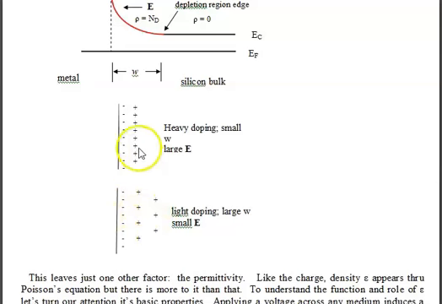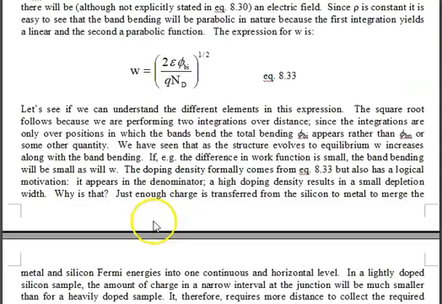And that's why here the depletion region width is small. I don't have to go very far to transfer the proper amount of electrons into the metal, whereas here with light doping, there aren't so many fixed charges close to the surface, so I have to go further and further into the silicon, and that's why the W for light doping becomes much larger. Okay, so we got this guy and we got this guy, and now for the permittivity.